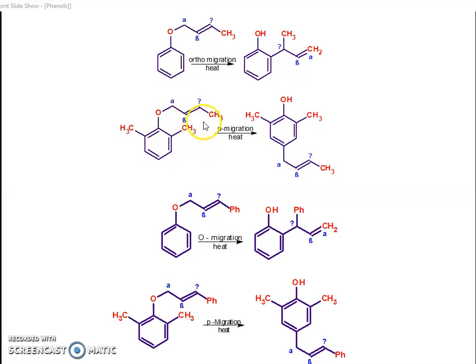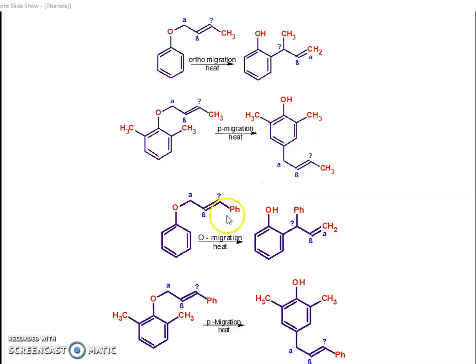Similarly, in the other reaction, the ortho position is blocked here, and therefore this allyl group will be migrated to the para position. So which carbon can be attached? Alpha, beta, and gamma carbon. So how will you attach? The first migration is to the gamma carbon and the second migration is to the alpha carbon. So the alpha carbon is attached to the para position.